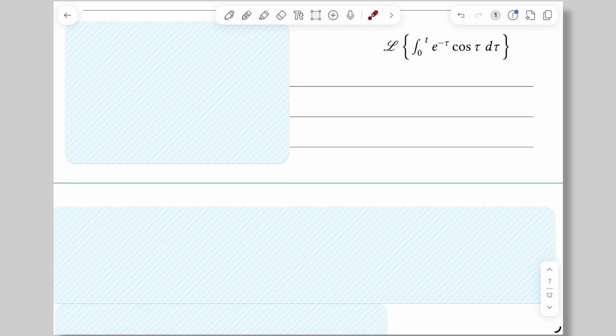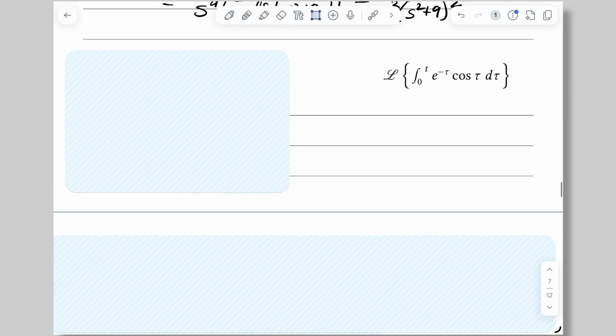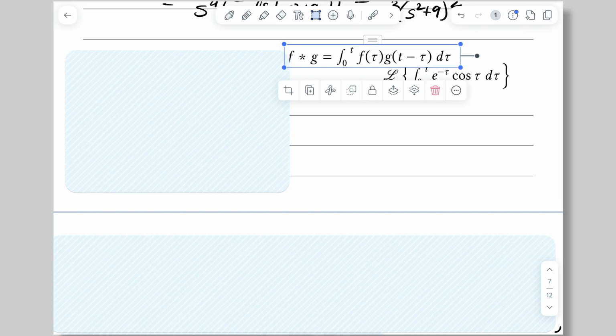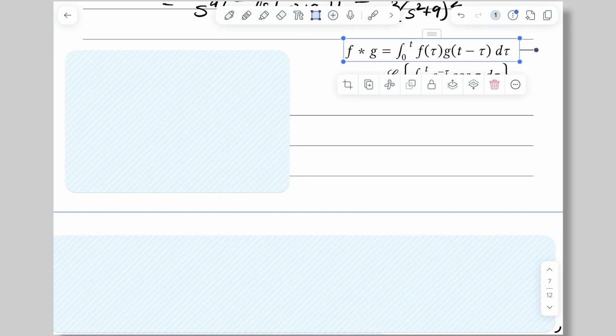I kind of left you hanging at the end of the last video. I had this problem on the screen here, the Laplace transform of the integral from 0 to t of e to the negative tau cosine of tau d tau, and we didn't do it then, but we're going to do it now. First, I want to remind you of what the convolution of f and g looks like.